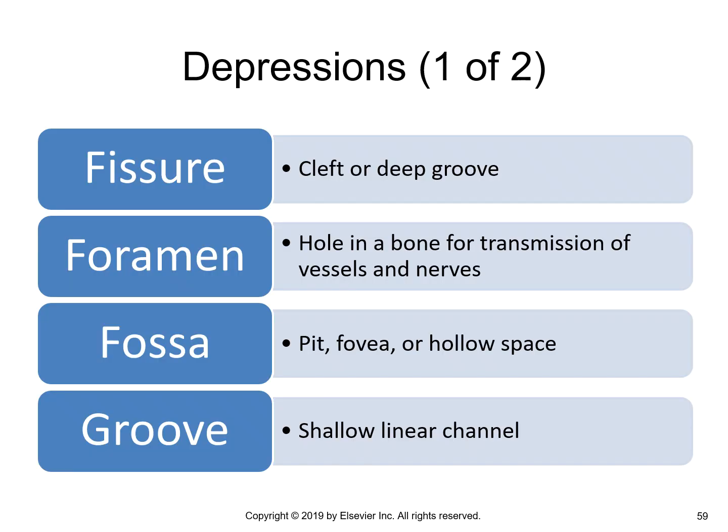Okay. A fissure is a cleft or a deep groove. A foramen is a hole in a bone for transmission of vessels and nerves. A fossa is a pit, a fovea, or a hollow space. So it's like a little depression in the bone. We'll see those on the distal humerus, most notably the fossas. And then a groove we'll see on the proximal humerus is a shallow linear channel. The bicipital groove is at the proximal end of the humerus.